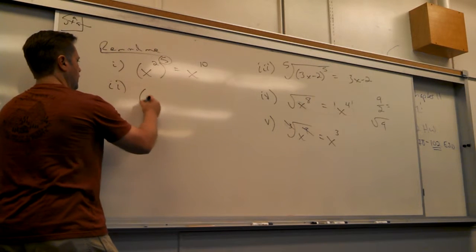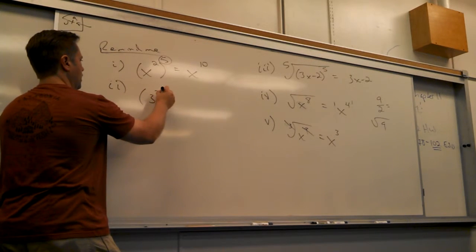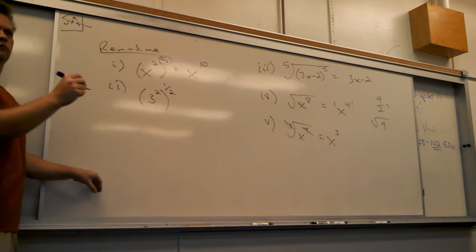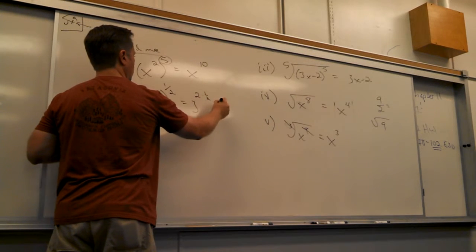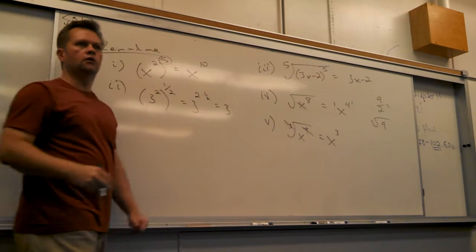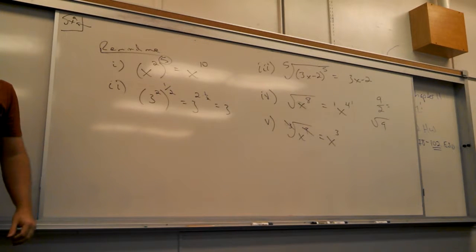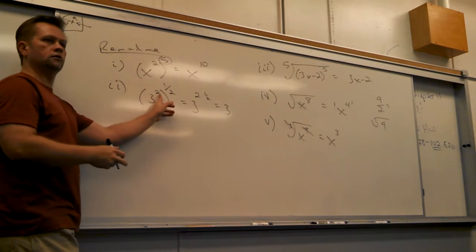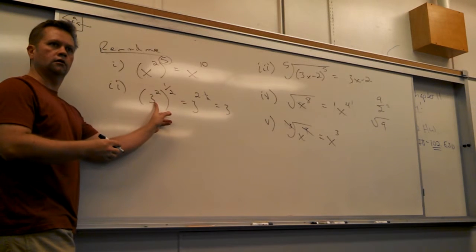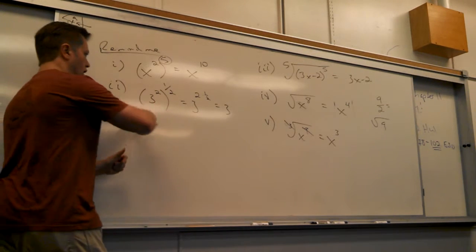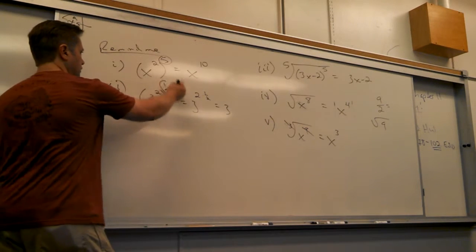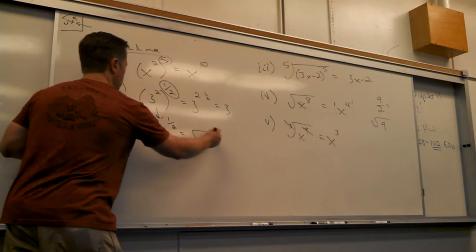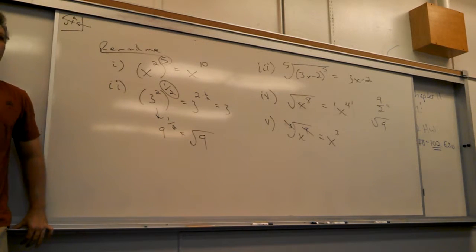So let's see. Watch me. If I have 3 squared to the 1/2, what do I do with the powers? So what's 2 times 1/2? 1. So that's 3 to the 1st power, right? You with me? But what is 3 squared? 9. And what do I do to 9 to make it 3? Square root it, right? So this must mean the same thing as that. A 1/2 power is the same thing as a square root.